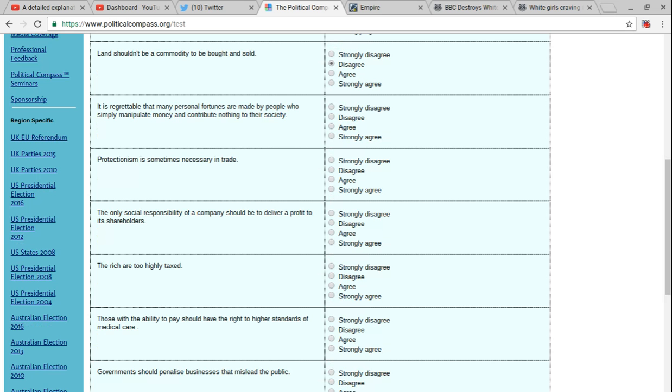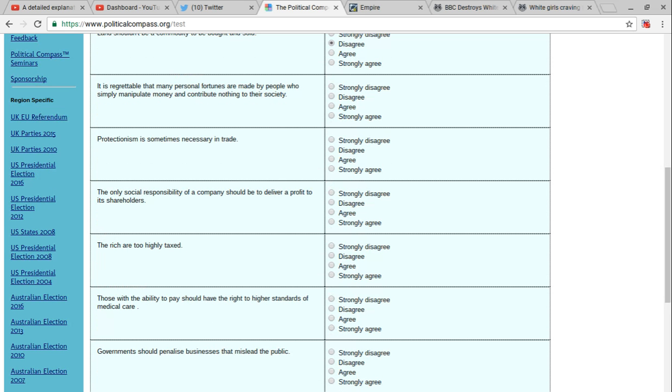It is regrettable that many personal fortunes are made by people who simply manipulate money and contribute nothing to society. Well, okay, how do they manipulate money? If it's just investing in the stock market, buy low, sell high kind of strategy, I don't really consider that manipulating money. If it's speculating and driving oil prices up and causing a massive economic recession, yeah, I'm against that. So exactly how do we determine what the manipulation is?